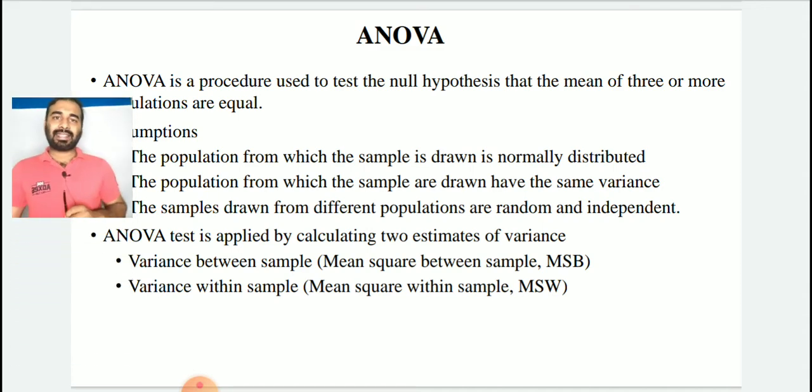If all these assumptions are met, then we can go for the ANOVA test. Before going to the ANOVA test, let me tell you certain concepts. The first one is variance between samples and variance within the samples. As you know, there are more than two samples, more than two populations. So here there will be variance within the samples and between the samples.